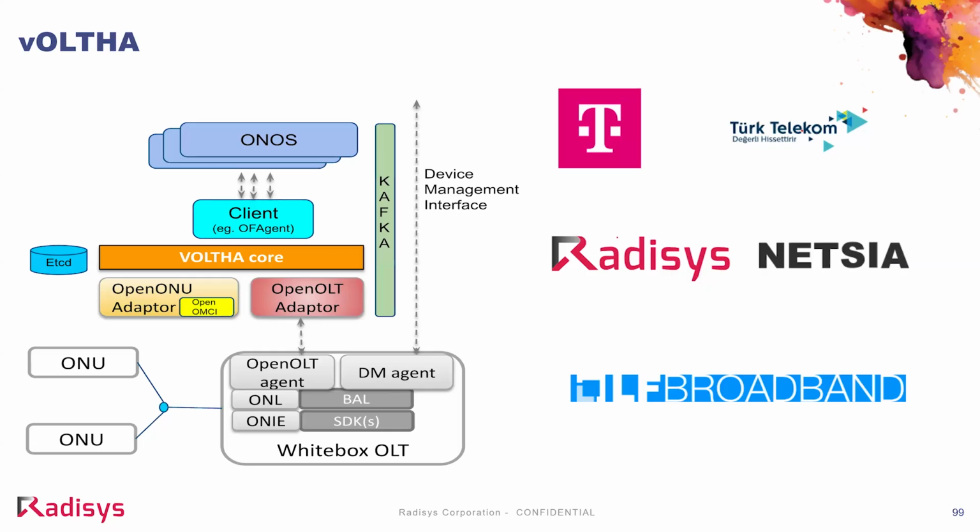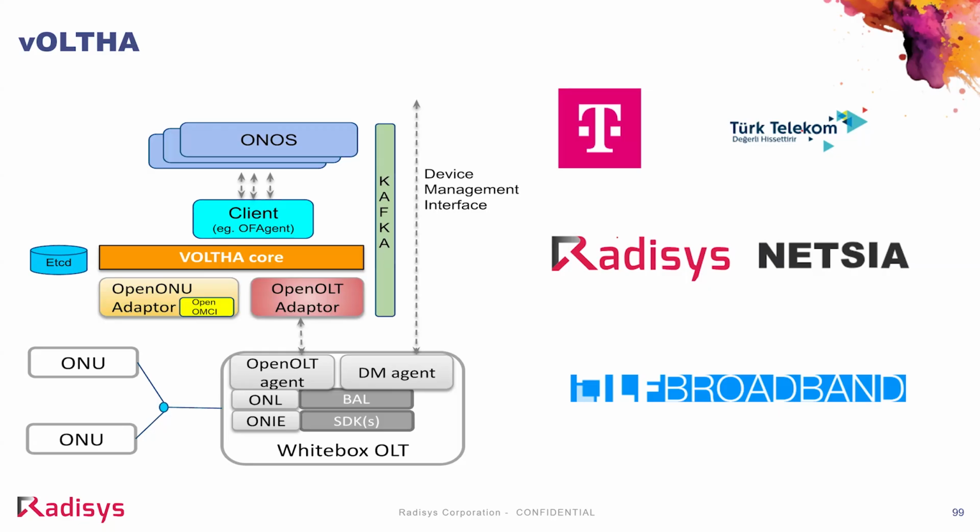And we do have this in DT already. The example here is a white box OLT. We can probably skip that part because mostly we are concentrating on the vOLTHA part here, which is the core, the ONU adapter, the OLT adapter, and the controller.